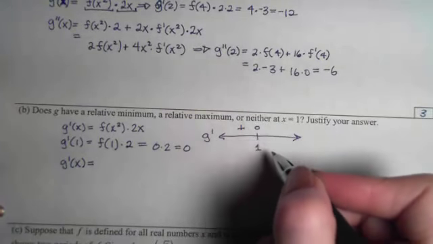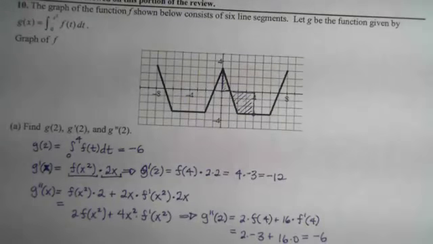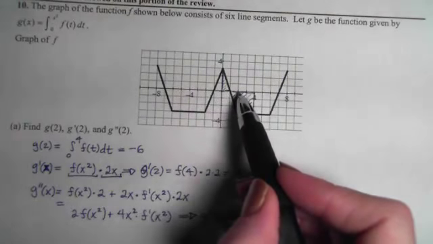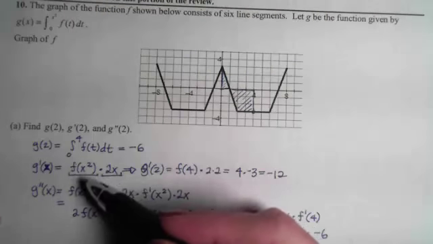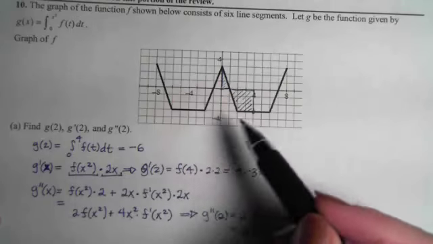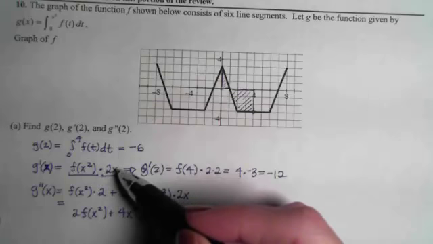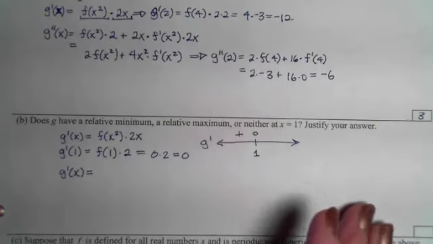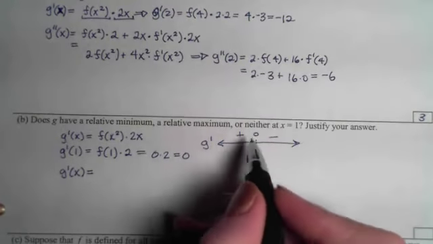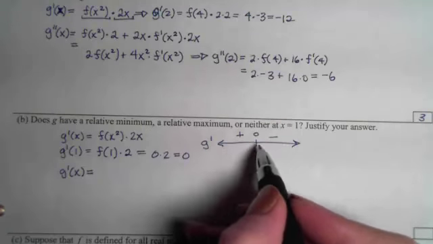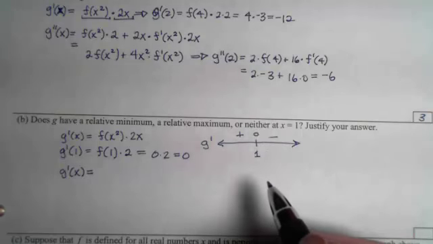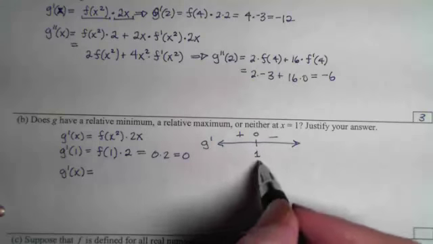Now let's go a little bit bigger than 1. Let's try 2. If I plug 2 in, then that means I will be plugging f of 4, and f of 4 was a negative number times 2 times 2 will give me positive, so a negative times a positive will end up giving me a negative value. Because g prime changed from positive to negative, we can see that the original function had a maximum at 1.